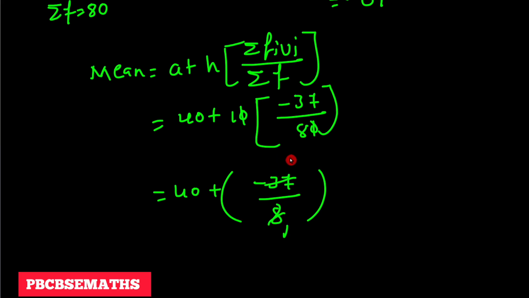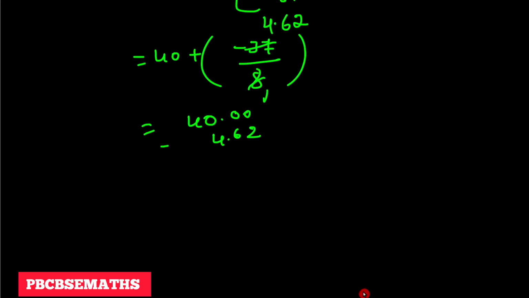So now let's divide this 37 by 8. 8 fours are 32. 5 remains, that becomes 50. 8 sixes are 48. Then 2 remains, that becomes 20. 8 twos are 16. So we have 40 minus 4.62. Let's subtract that now. In that 40, we get 10 minus 2, 8. 10 minus 7, 3. 10 minus 5 gives us 5. 4 minus 1 gives us 3.